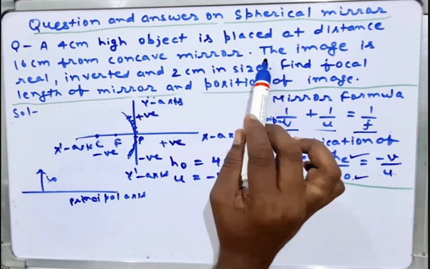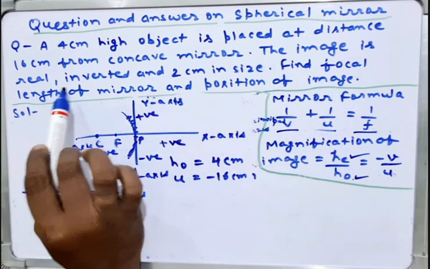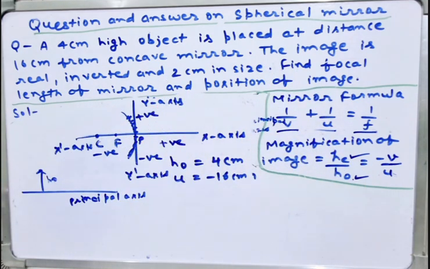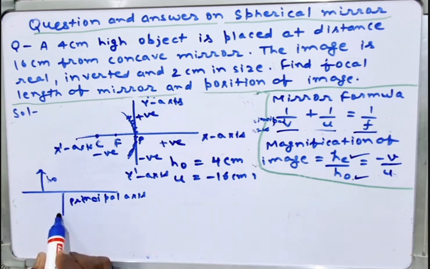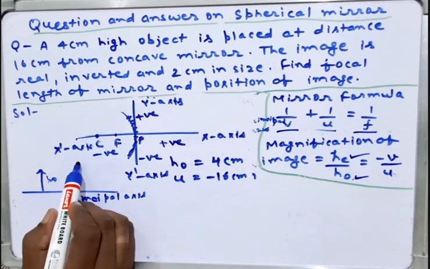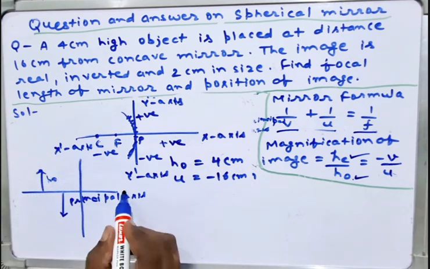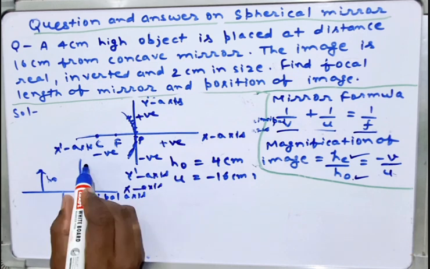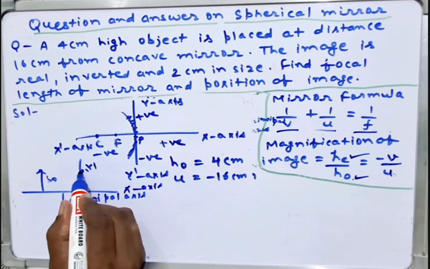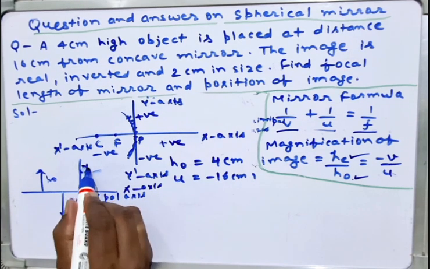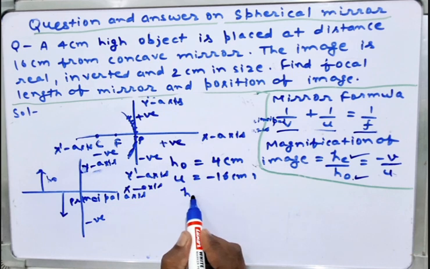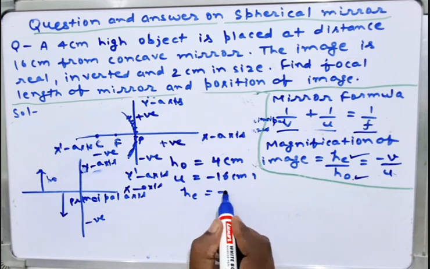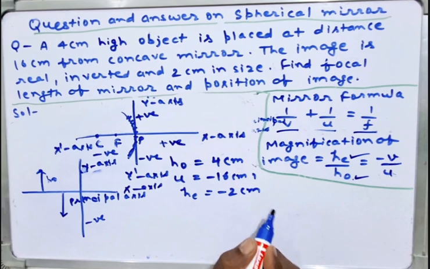Okay, the third information: the image is real, inverted and 2 centimeter in size. So inverted and real means we will show this one perpendicular with a solid line. So inverted will become like this. Suppose this one is the x-axis and this is the y-axis, so you can say this number will be negative. So here hi equal to minus 2 centimeter is given.